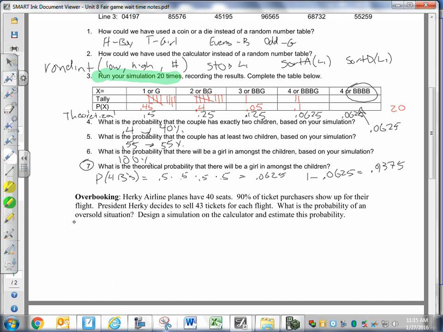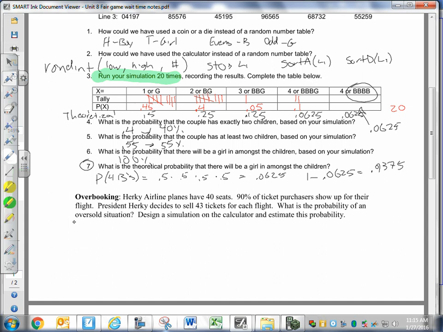Okay, next problem. This is going to be a fun one. I enjoy this one. Herky airline planes have 40 seats. 90% of ticket purchasers show up for their flight. President Herky decides to sell 43 tickets for each flight, hoping that there is enough passengers who don't show up that he can still put the passengers on the plane and take off. Okay? Because he knows that 10% of passengers won't show up.